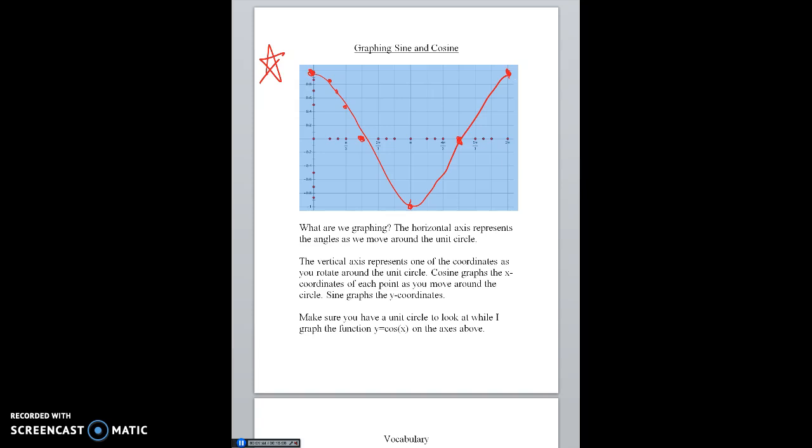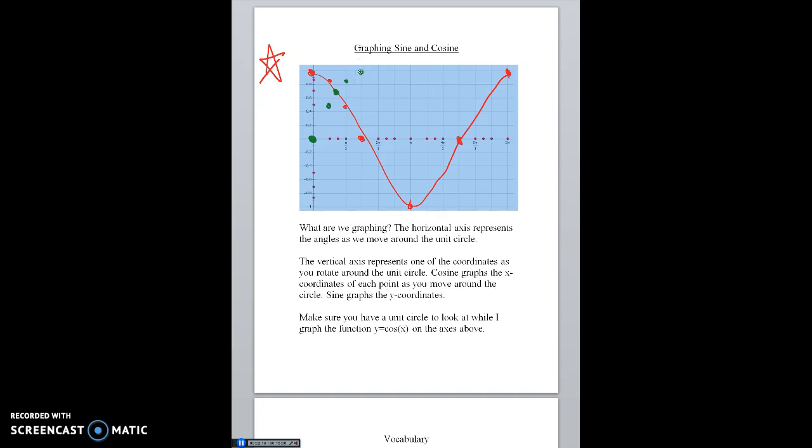Sine is similar. When we start at 0 radians, when we start rotating, we're graphing the y values as we go around. So at 0 radians, the y value is 0. And then at pi over 6, the y value is 1/2. At pi over 4, the y value is root 2 over 2. Pi over 3, the y value is root 3 over 2. And then once you get up to pi over 2, the y value is at 1.